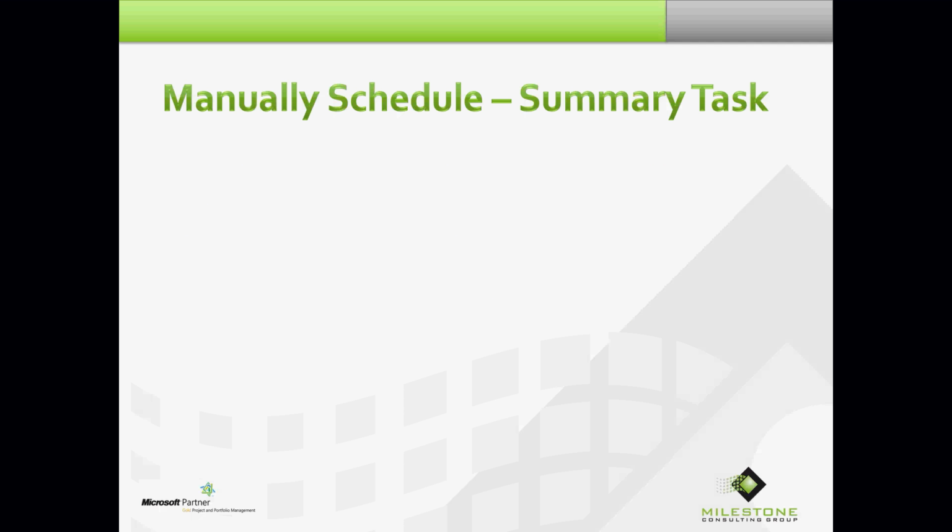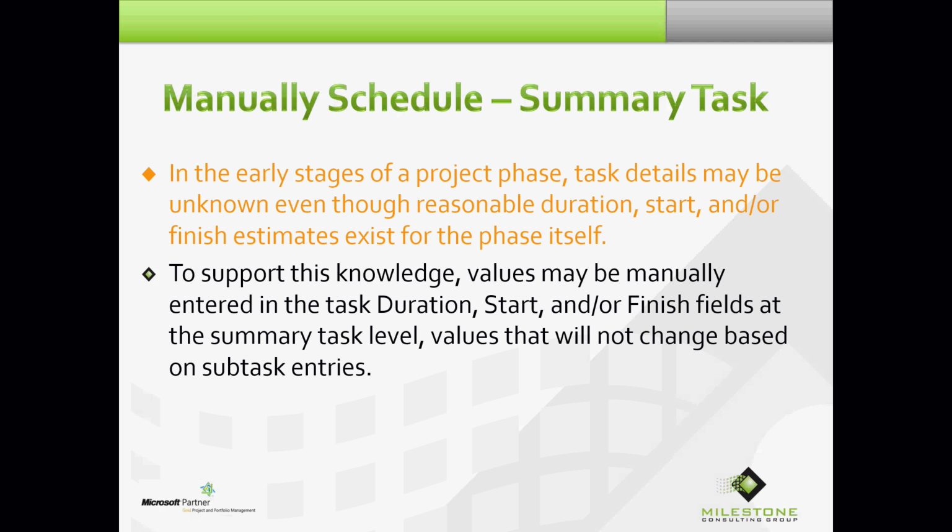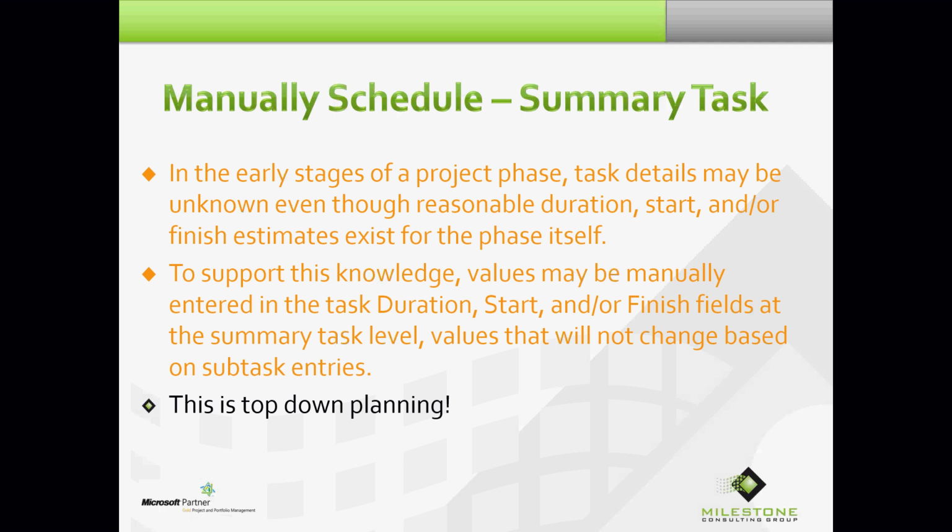Okay, what about a summary task? Now we're talking more about top-down planning. In the early stages of a project phase, task details may be unknown, even though reasonable duration, start, and/or finish estimates exist for the phase itself. I mentioned that earlier. So to support this knowledge, values may be manually entered in the task duration, start, and finish fields at the summary task level, and these values will not change based on subtask entries as long as that summary task stays in manually scheduled mode.